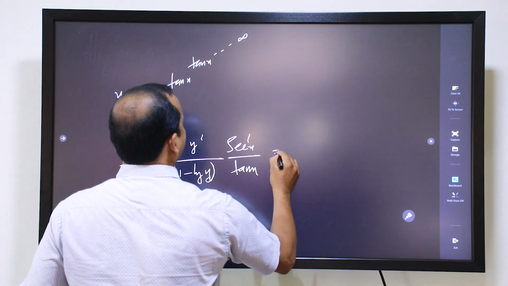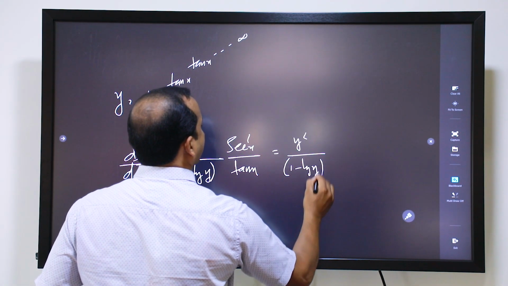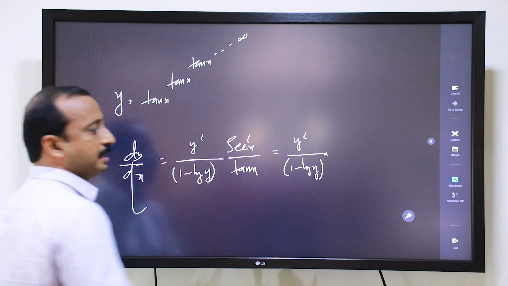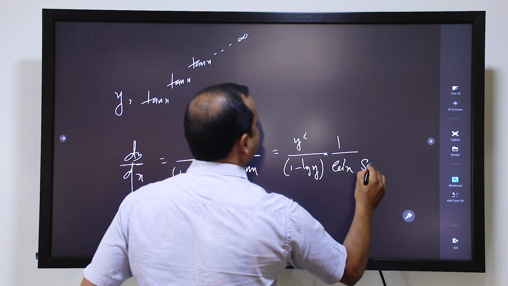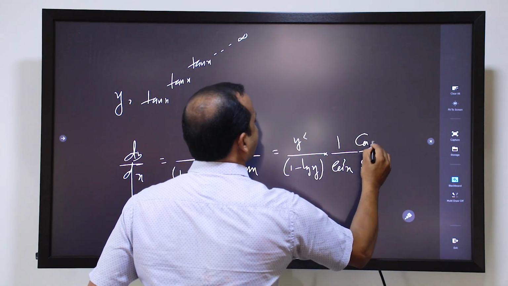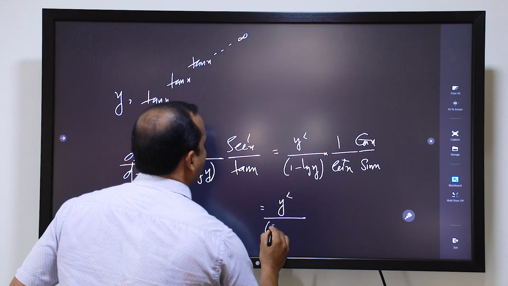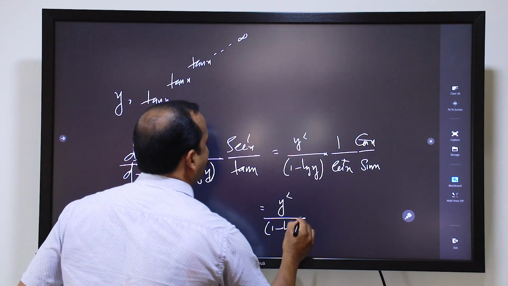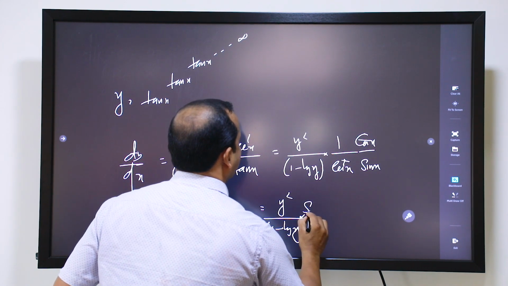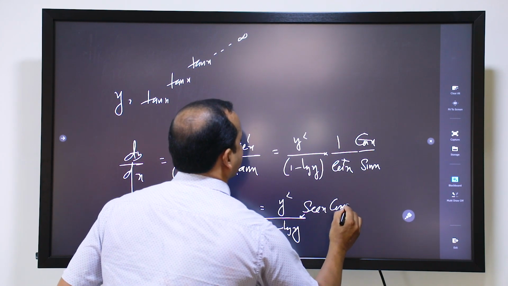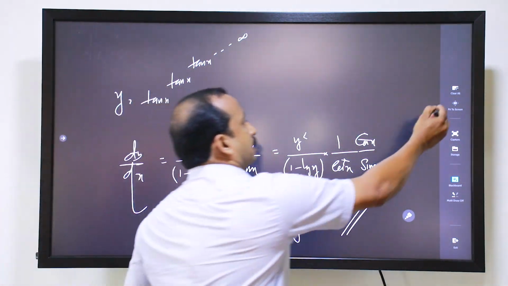Okay. On simplifying we get the answer y square by 1 minus log y into, sec square is 1 by cos square x, and tan x means sin x by cos x. Here one cos x cancels. Finally we get the answer y square by 1 minus log y into 1 by cos x is sec x and 1 by sin x is cosec x. That is sec x into cosec x. Okay, that's all. Maximum simplified value.